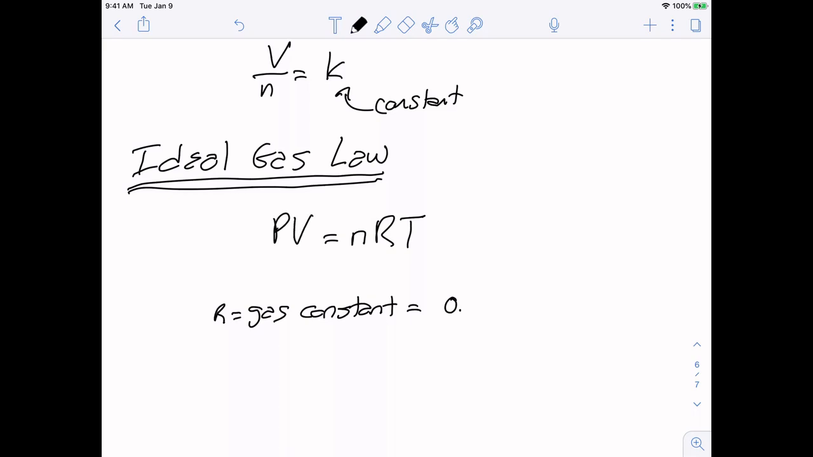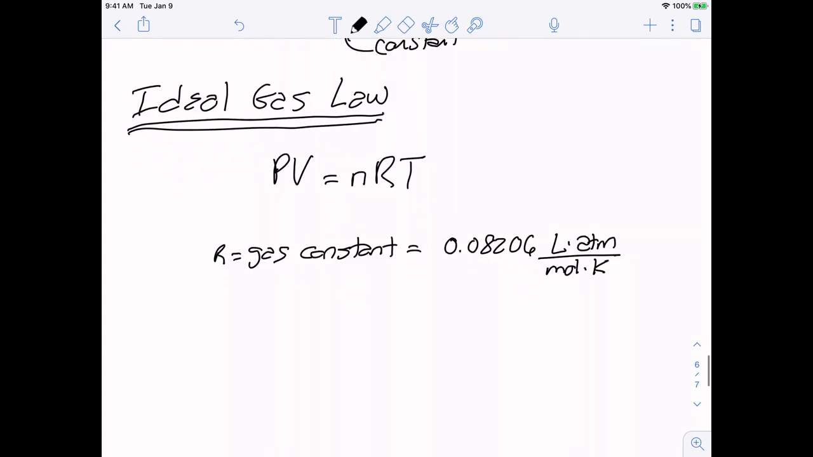So 0.08206. Just want to double check, yeah. Liters times atmospheres over moles multiplied by Kelvin. So that's the units. It's messy, but those are the units. And again, the equation and that constant are on your table. Just make sure you use the right constant. They're written right next to each other. So again, use the correct one.